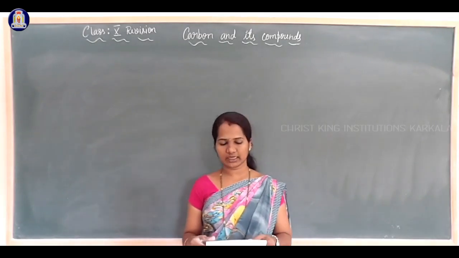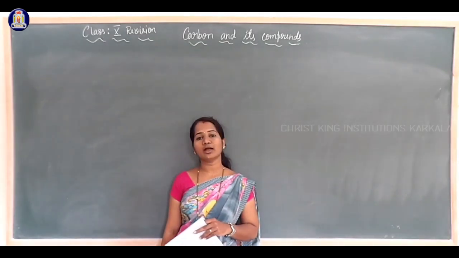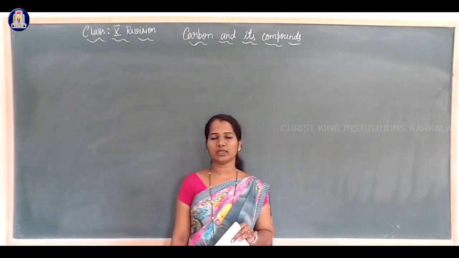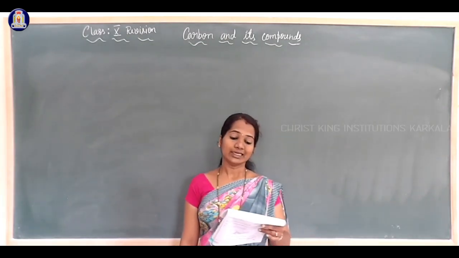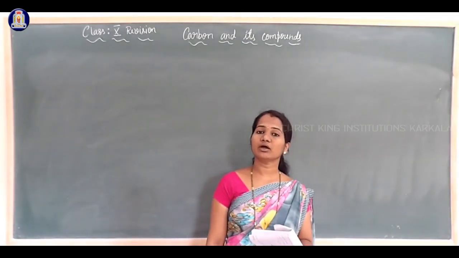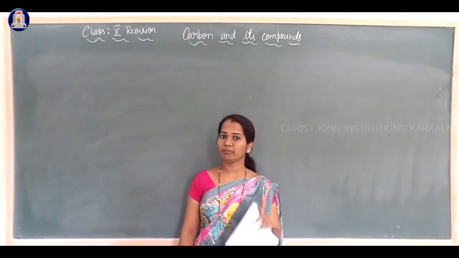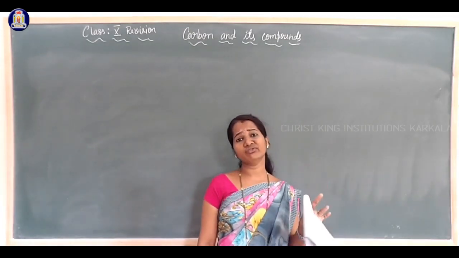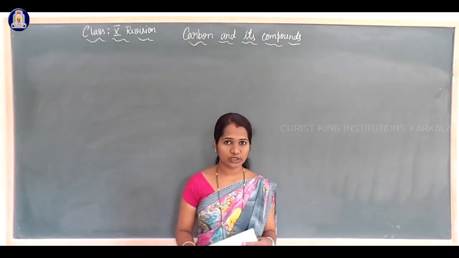In the question paper, the question is given like this: what are structural isomers? Structural isomers are compounds with the same molecular formula, or the same chemical formula, but different structures. They have different structural formulas. They are called isomers. Name the first member of alkane that shows structural isomerism. The first member of alkane which shows structural isomerism is butane. There are no isomers for methane, ethane and propane. The structural isomers start from the compound butane.